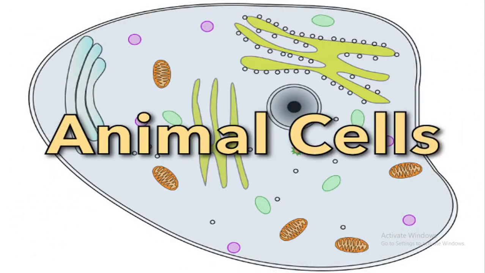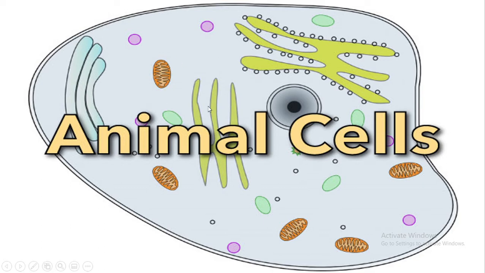What are the characteristics of the animal cell? When we see the animal cell under the microscope, we can see different types of organelles. And what are organelles? Inside the cell, many types of structures are present, and these are called organelles. You can see the different types of structures on the screen. These shapes are all called organelles.